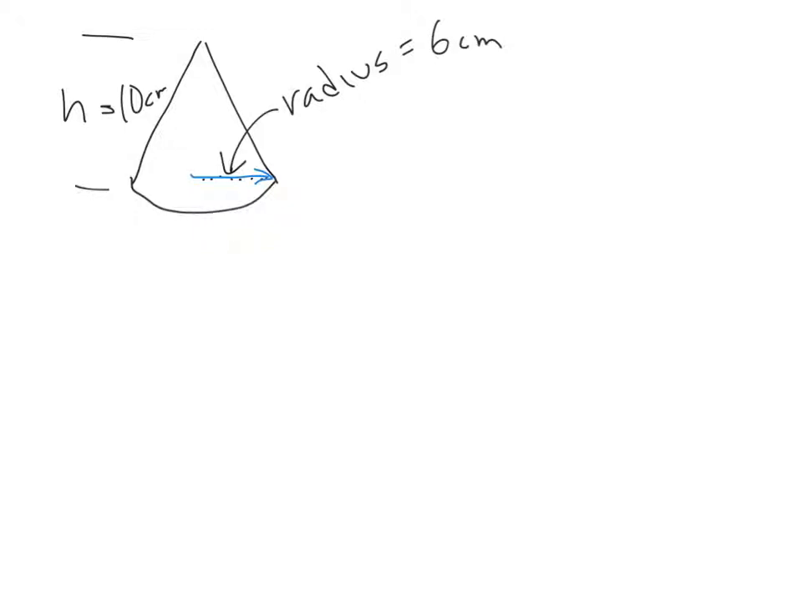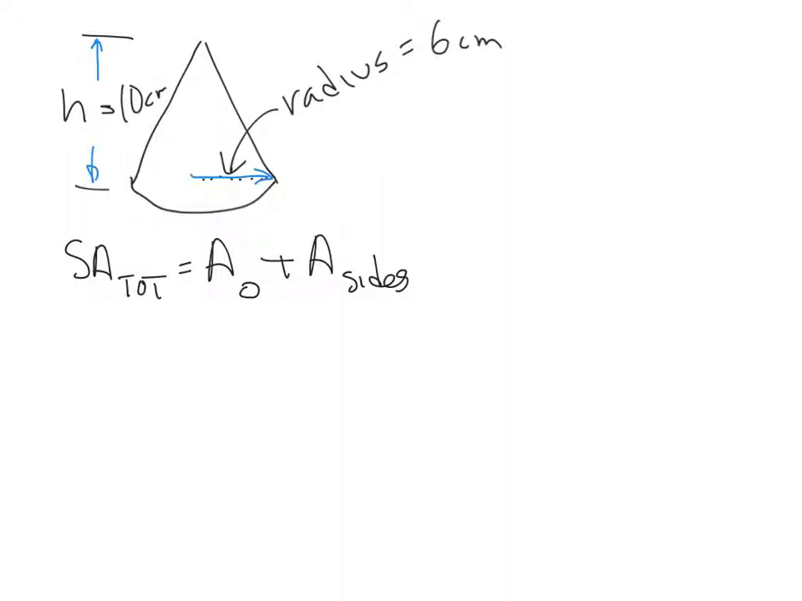So this second picture is a drawing of a cone, and we're going to say that it is 10 centimeters tall and has a radius of 6 centimeters. Now once again, to find the surface area, we need to keep our plan in mind. The total surface area is the area of the base, which is a circle, plus the area of the sides of the cone.